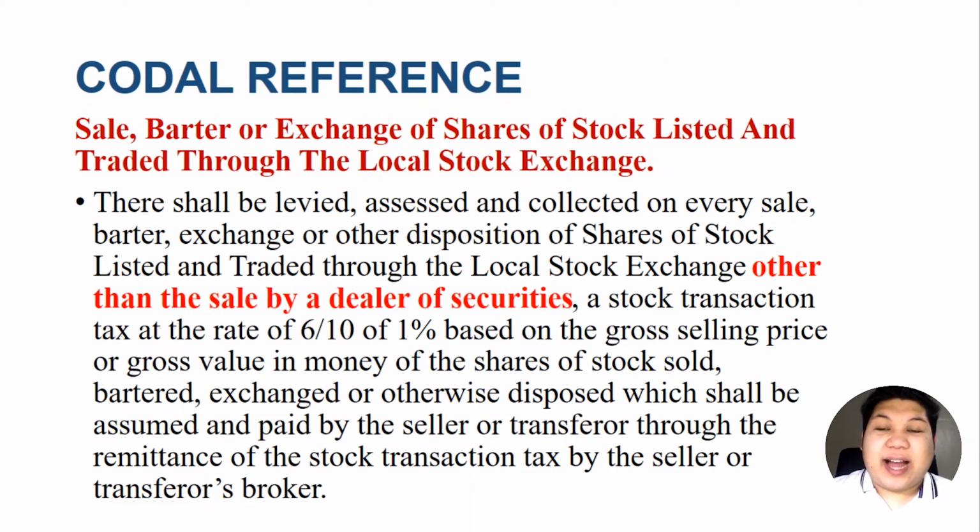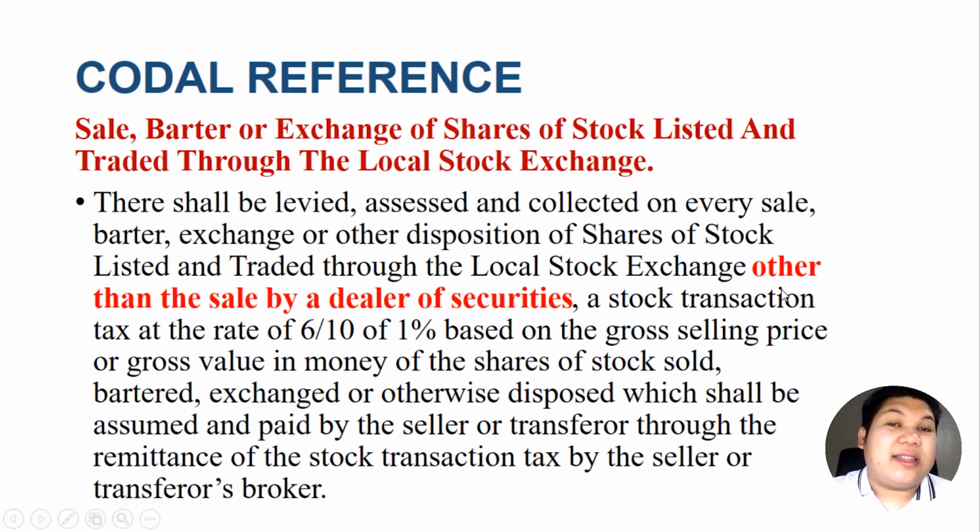So according to our tax code, for the sale, barter, or exchange of shares of stock listed and traded through the local stock exchange, there shall be levied, assessed, and collected on every sale, barter, exchange, or other disposition of shares of stock listed and traded through the local stock exchange other than the sale by a dealer of securities. So let's hold on. This specific provision of our tax code says that there should be a tax on the sale of shares of stocks which are listed in the local stock exchange, particularly for those sales made by non-dealers of securities.